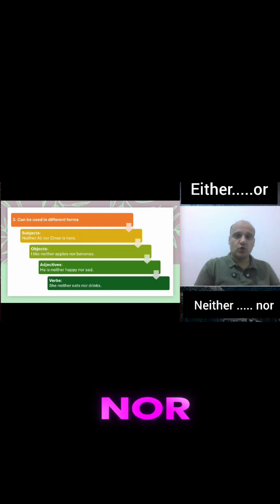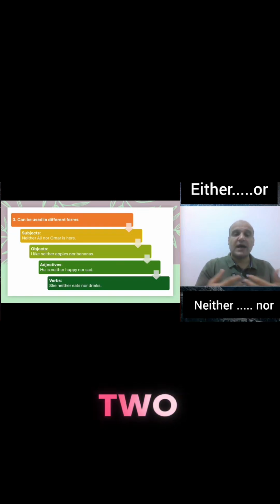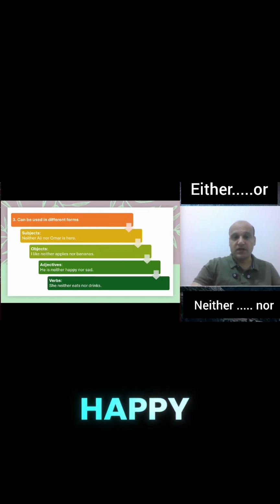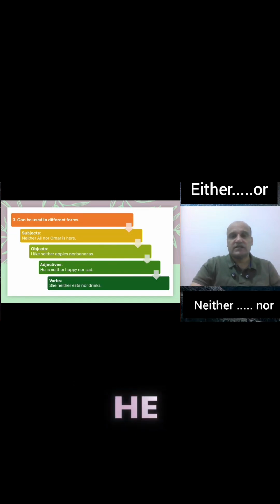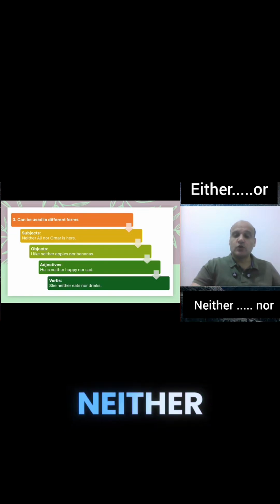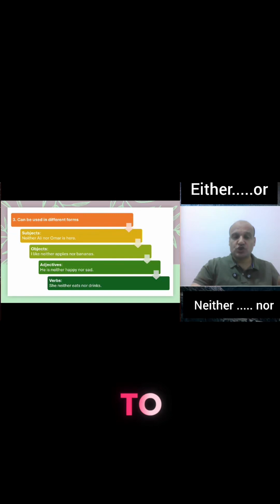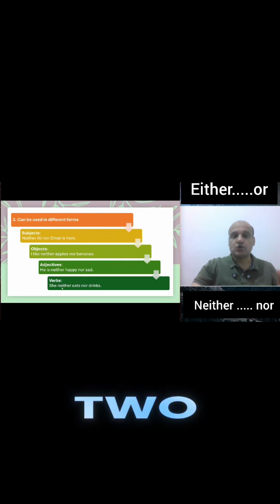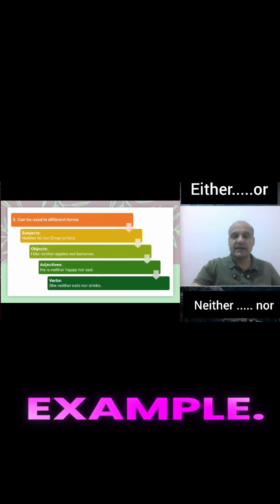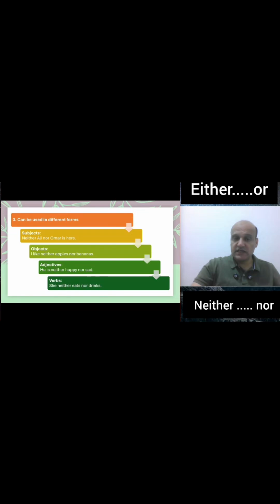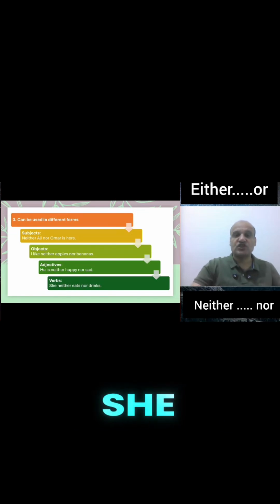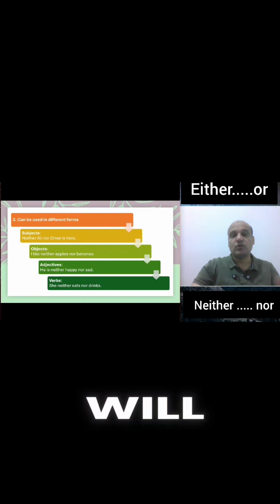Also, neither nor can be used to join two adjectives. He is neither happy nor sad. That means he is not happy and he is not sad. He is normal. Also, neither nor is used to connect two verbs. Look at this example. She neither eats nor drinks. Eats and drinks. That means she will not eat and she will not drink.